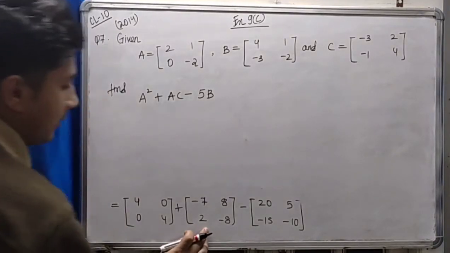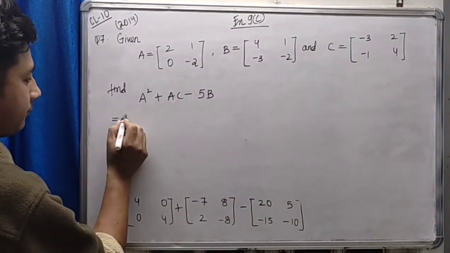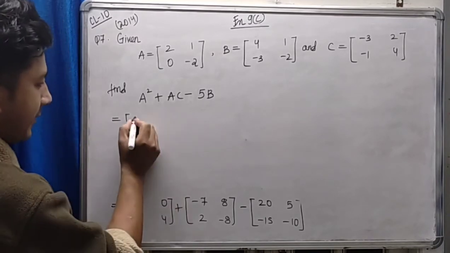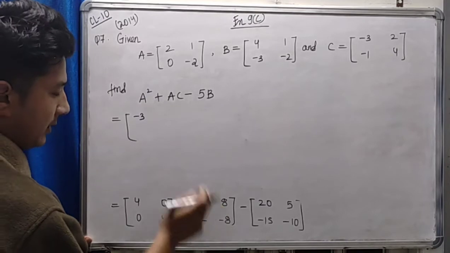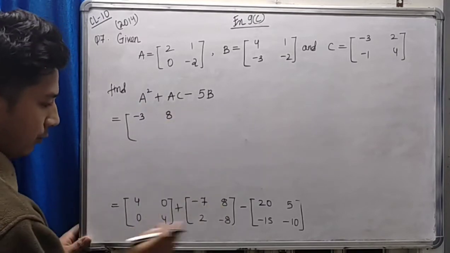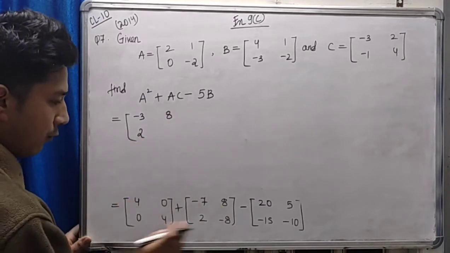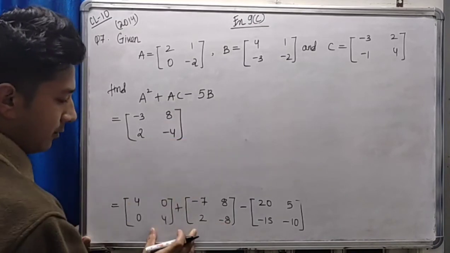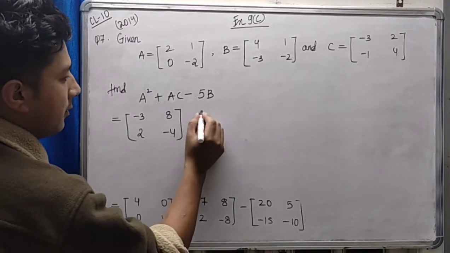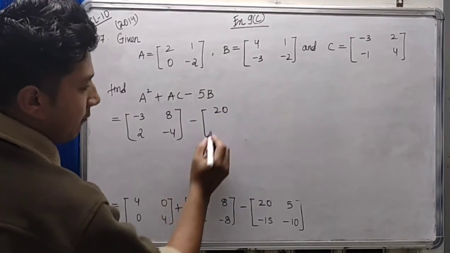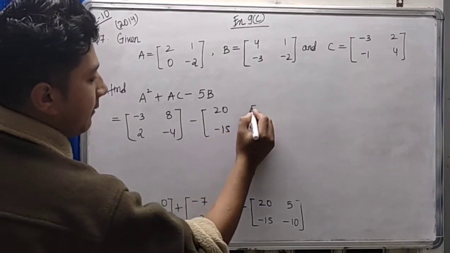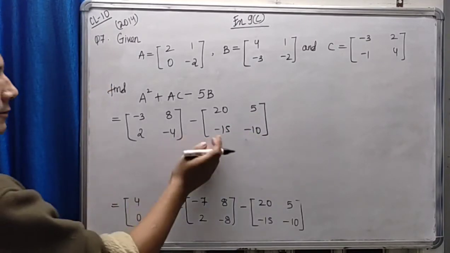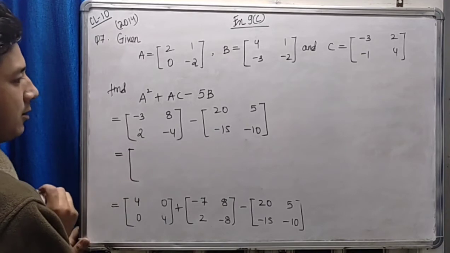So now we need to give the final answer. So this plus this minus this. Let us add the first two matrices. 4 minus 7 is minus 3, 0 plus 8 is 8, 0 plus 2 is 2, and 4 minus 8 is minus 4. So this is the first matrix, minus 20, we have minus 15, 5 and minus 10. Now the last step is subtraction.